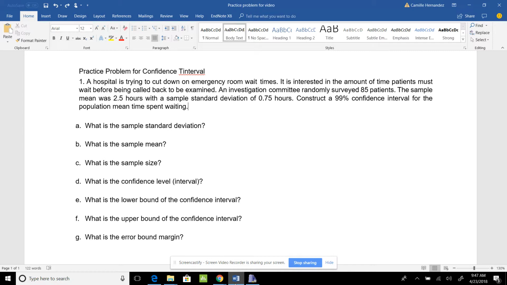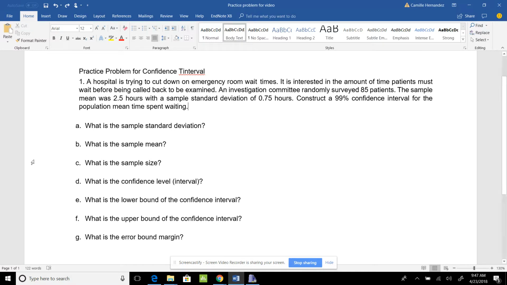An investigation committee randomly selects 85 patients. The sample mean is 2.5 hours with a sample standard deviation of 0.75 hours. Construct a 99% confidence interval for the population mean time spent waiting. Okay, there was nothing in here about a population standard deviation, so we know this is a t-interval, or a confidence interval using the sample standard deviation.